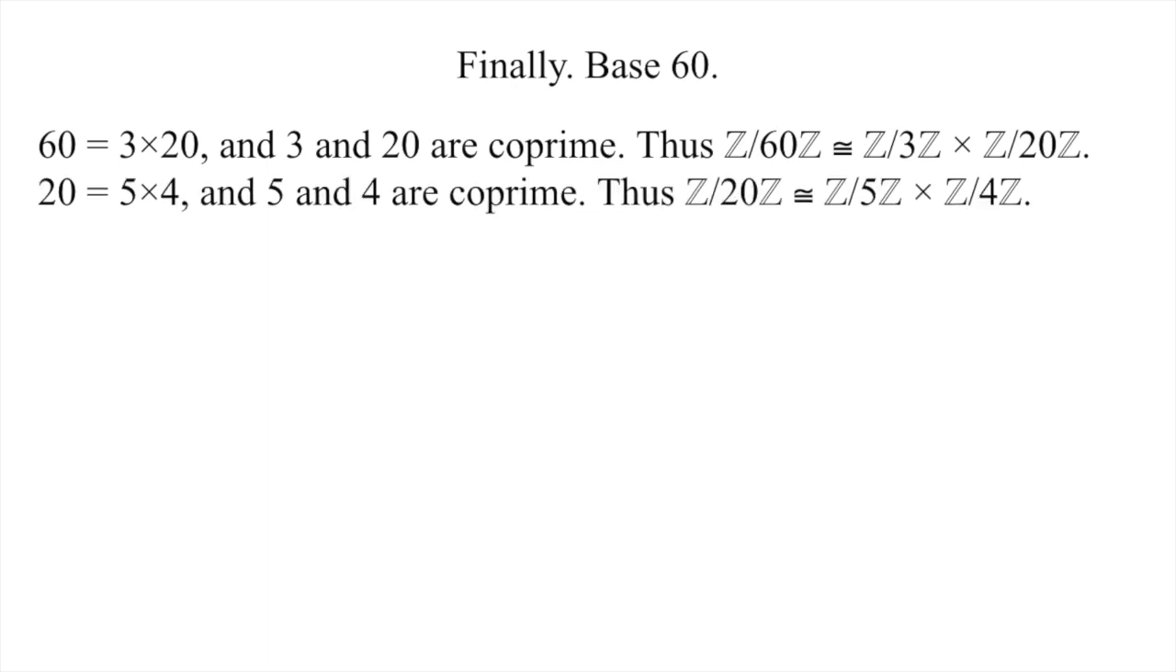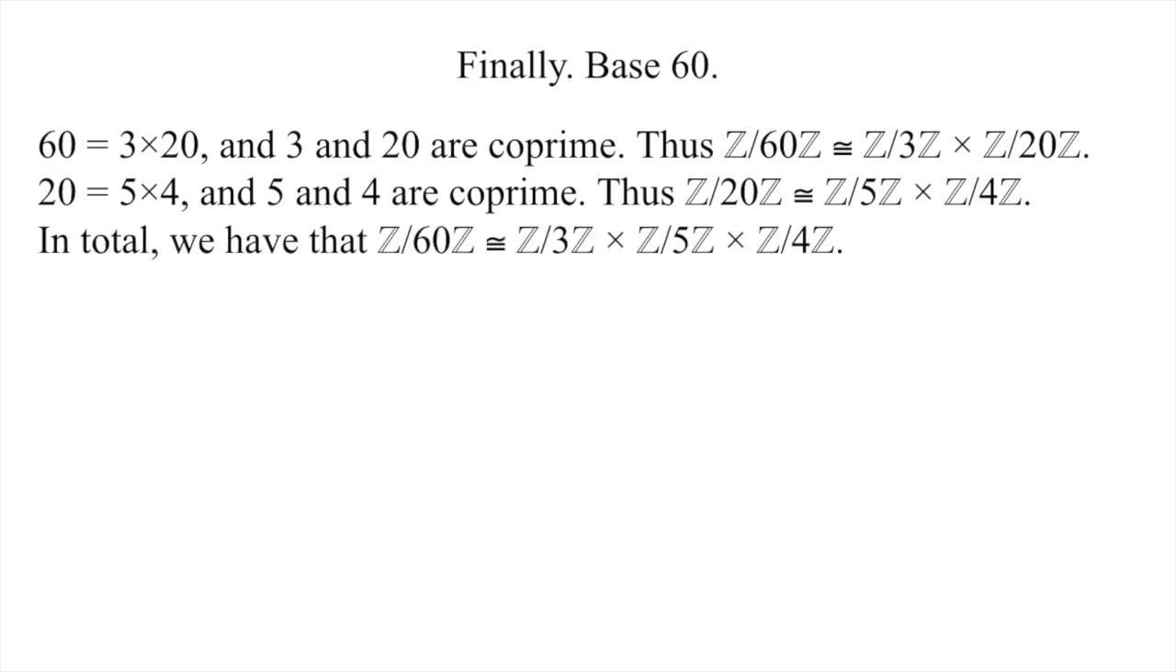20 is equal to 5 times 4, and 5 and 4 share no prime factors. Therefore, Z mod 20Z is isomorphic to Z mod 5Z times Z mod 4Z. In total, we have that Z mod 60Z is isomorphic to Z mod 3Z times Z mod 5Z times Z mod 4Z. Let's look at the pattern of Fibonacci digits in each of these.